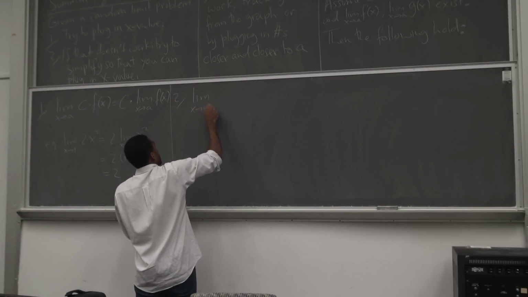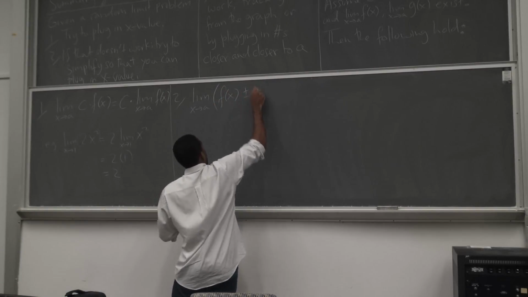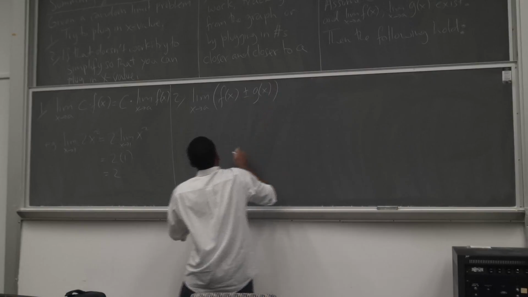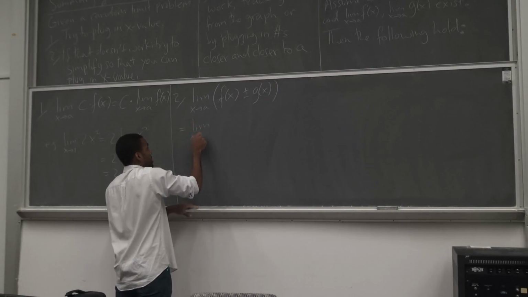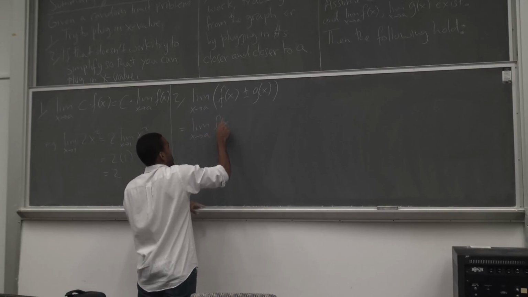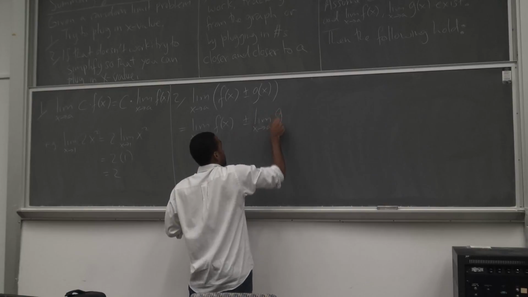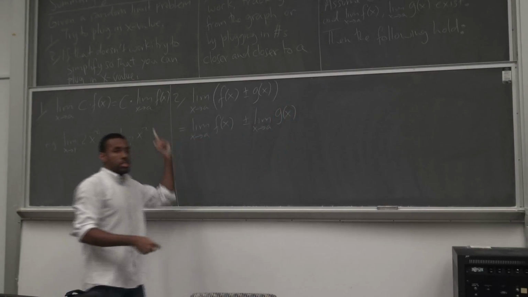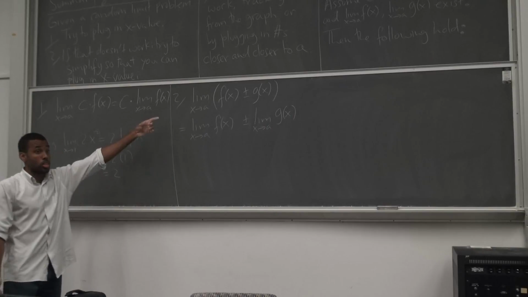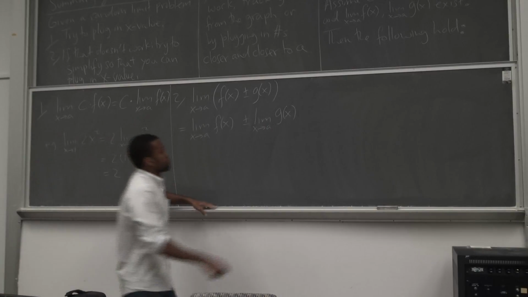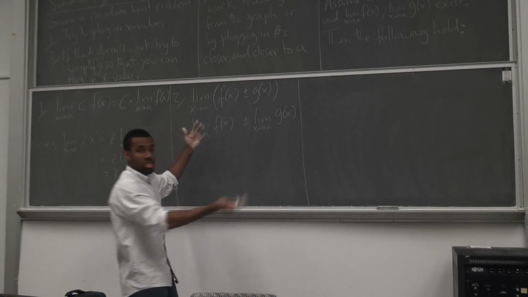2. The limit as x approaches a of the sum of functions, that's f of x plus or minus g of x, then I can just take the limits separately. This is just going to be the limit of f of x plus or minus the limit of g of x. Limits distribute. Not everything distributes, so I have to tell you things that do distribute. Remember, logs do not distribute. But limits do. So if you have the limit of a sum, it's just the sum of the limits.